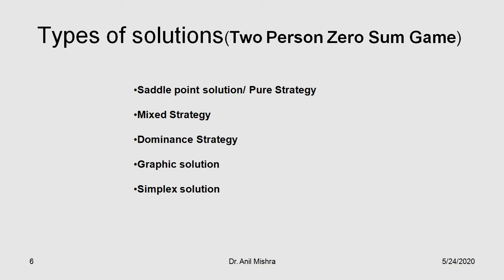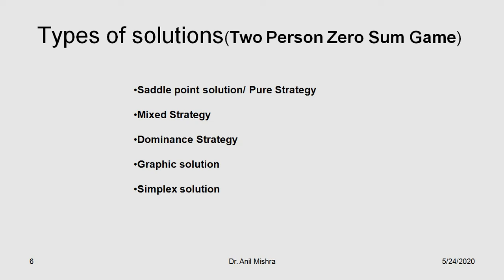The dominant strategy is applicable when there is no saddle point. The mixed strategy is applicable when there is a 2 by 2 matrix. Even though you can solve with the 2 by 2 matrix, the mixed strategy, or the principle of dominance and saddle point, we have to move to the graphic solution. If we are unable to solve with any of these methods, the last option is to solve with the help of the simplex method.